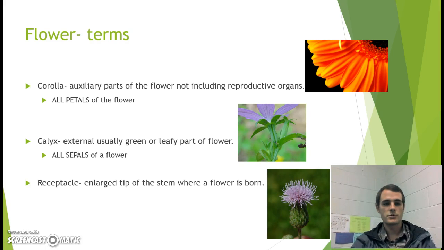So additional terms you must know with flowers. There's the corolla, the auxiliary flower parts that don't include reproductive organs. This would mean all the petals of the flower. There's the calyx. It is the external, usually green or leafy part of the flower. For example, it's all the sepals of the flower. So if you have all the sepals, that is just the calyx. And then you have the receptacle. It is the enlarged tip of the stem where a flower is borne, as you can see in this image at the bottom.